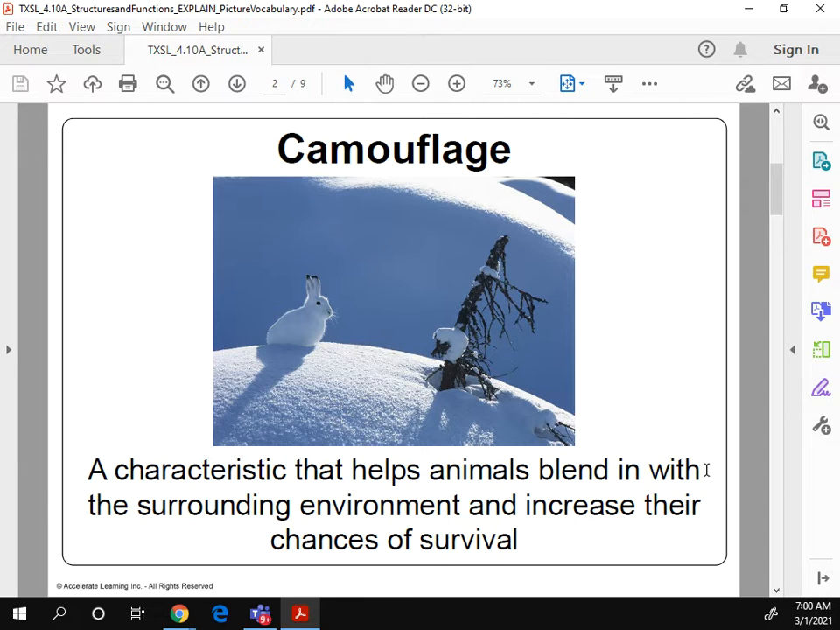So the first vocabulary word is camouflage. It's a characteristic that helps animals blend in with the surrounding environment and increase their chances of survival. So we can see here we have a bunny, or a rabbit, right here in the snow. So it is camouflaged with the snow so that any predators do not come after them. And we'll learn about predators in this vocabulary section a little more.